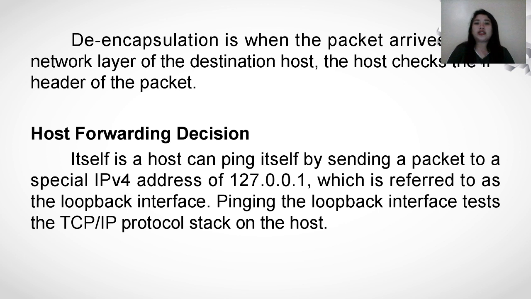The encapsulation is when the packet arrives at the network layer of the destination host. The host checks the IP header of the packet. Host forwarding decision itself is a host can ping itself by sending a packet to a special IPv4 address of 127.0.0.1, which is referred to as the loopback interface. Pinging the loopback interface tests the TCP/IP protocol stack on the host.